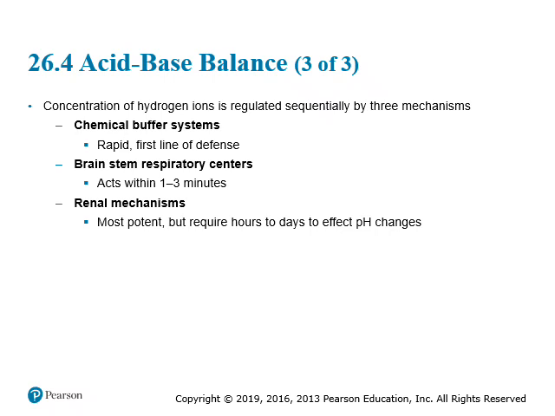In the acid-base balance, the concentration of hydrogen ions is regulated sequentially by three mechanisms. Your chemical buffer system, which is a very fast line of defense to rapidly assist in a change of acidity of the system itself. The brainstem respiratory center acts within 1 to 3 minutes, and the renal system is slow, but it's the most potent. It requires several hours to days to affect the change in pH.